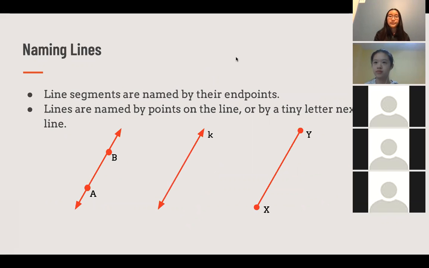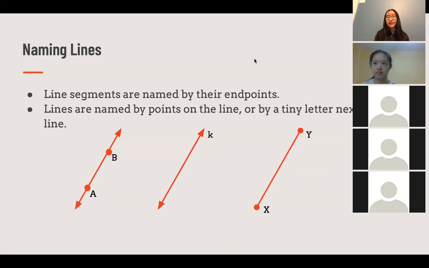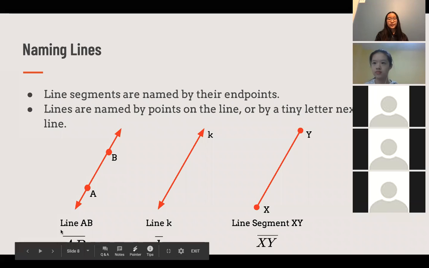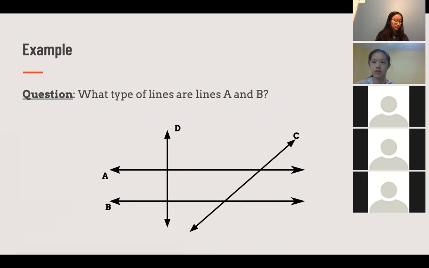So line segments are named for their endpoints. For example, the first one you have is line segment AB, and lines are named by points on the line, or you might see a tiny letter next to the line designating its name. So the second picture would be line K, and the third picture would be line segment XY, or YX. Either one would work. And you can also see the symbol for a line or line segment is a horizontal line above the letters.